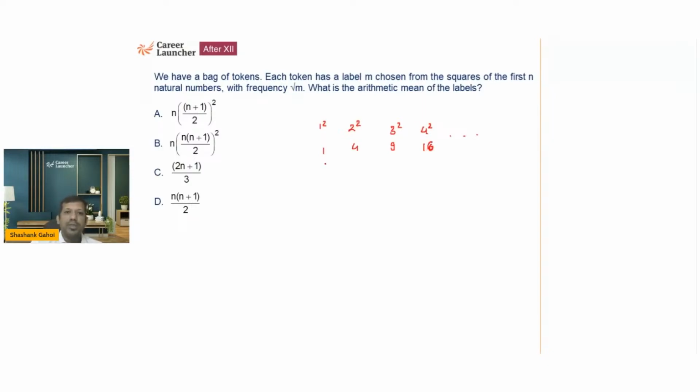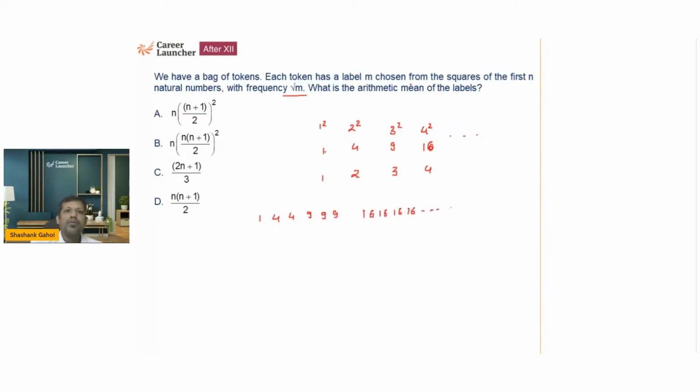So m is chosen from all these, and the frequency is root n. The frequency of 1 is 1, the frequency of 4 is 2, that is root n. The frequency of this is 3, of this is 4. Okay. So what is the meaning of frequency? 1 is coming once, 4 is coming 2 times, 9 is coming 3 times, 16 is coming 4 times, and so on.